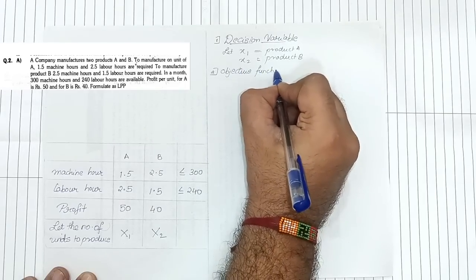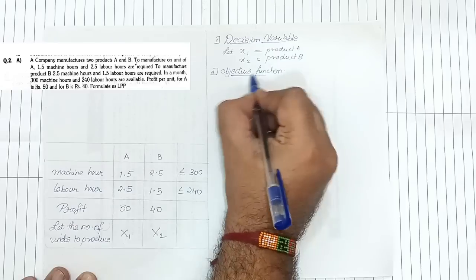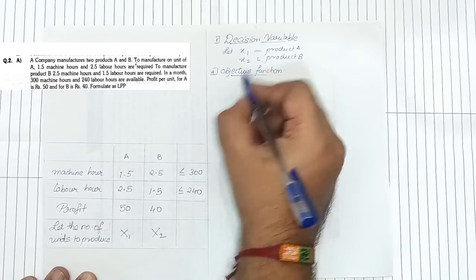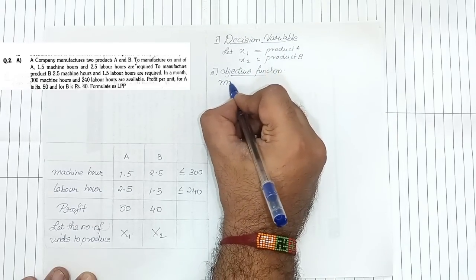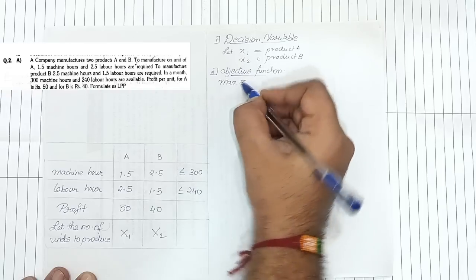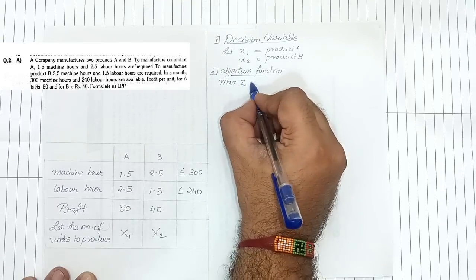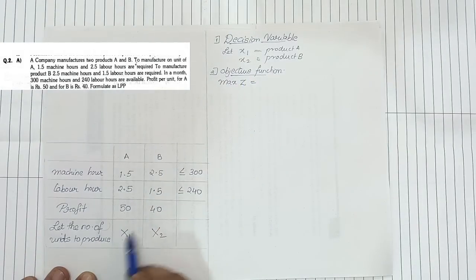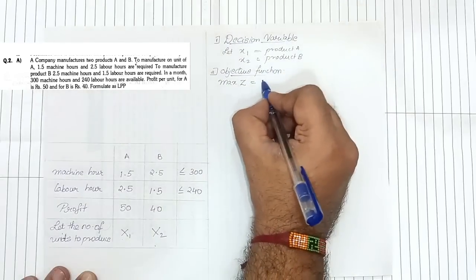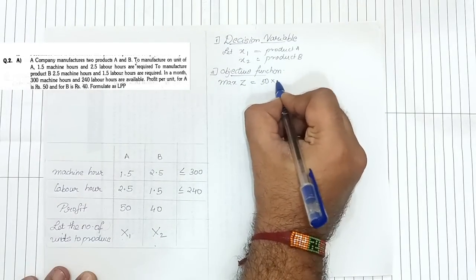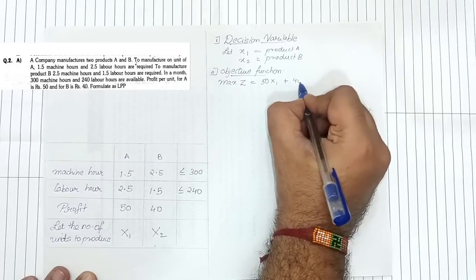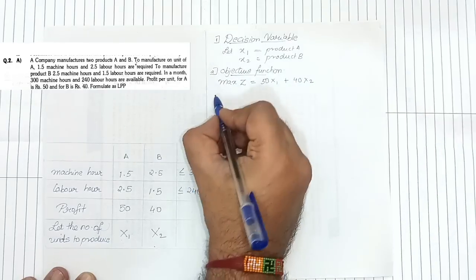Second, we have the objective function. In the sum, they have spoken about profit. So profit is always a maximization sum. So it is max z. Okay, z is that for. So in this maximization problem we have 50 x1 and 40 x2 as the profit. So 50 x1 plus 40 x2.